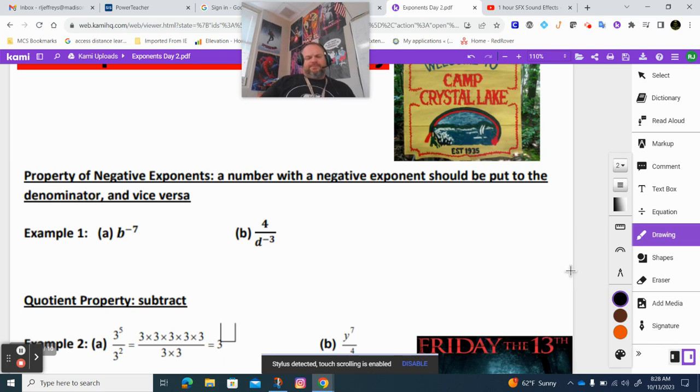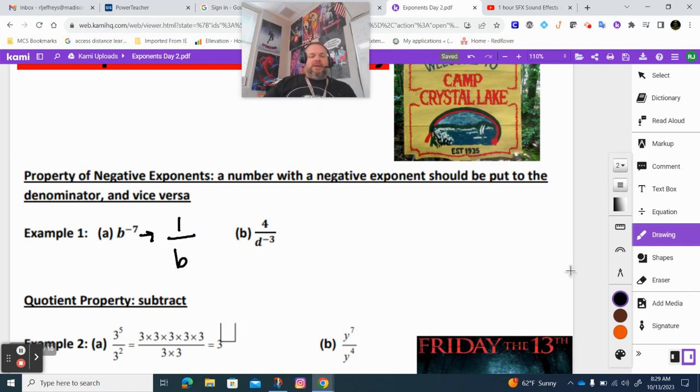All right. Now, property of negative exponents. A number with the negative exponent should be put in the denominator or vice versa. Vice versa means if it's in the denominator and negative, it needs to go to the numerator. So for example 1a, we move it to the basement and bam, it's positive.